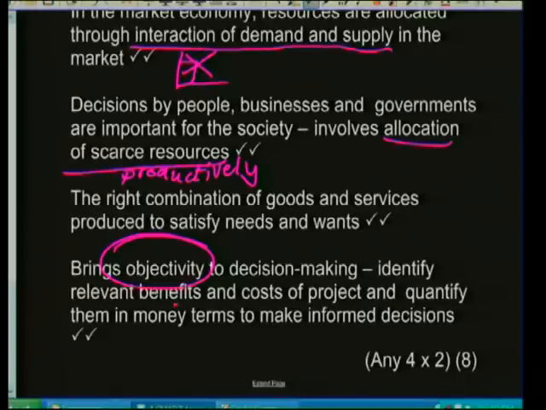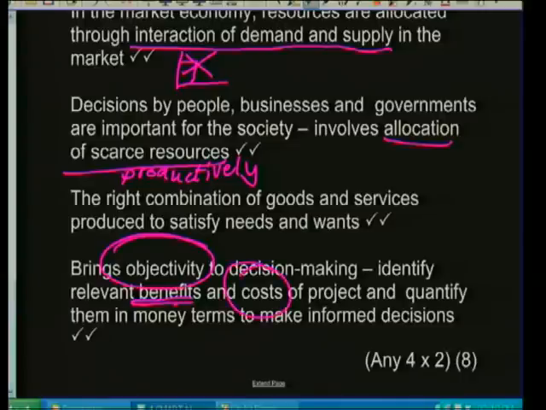Identify the relevant benefits, and that would be benefits to you as an individual. So that would be private benefits, and also to the community, in other words, social benefits, including the cost to you as individual, but also the cost to society. And then it says, and quantify them in terms of money to make informed decisions.